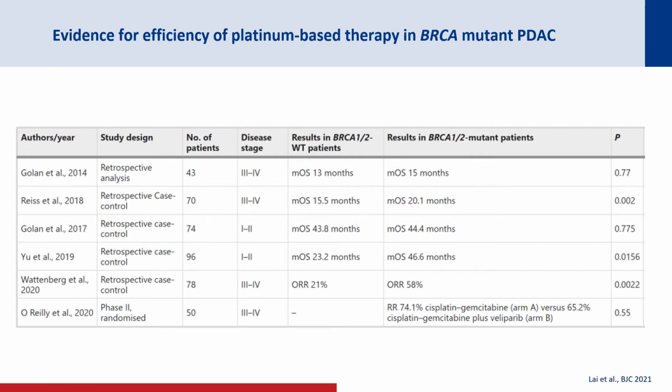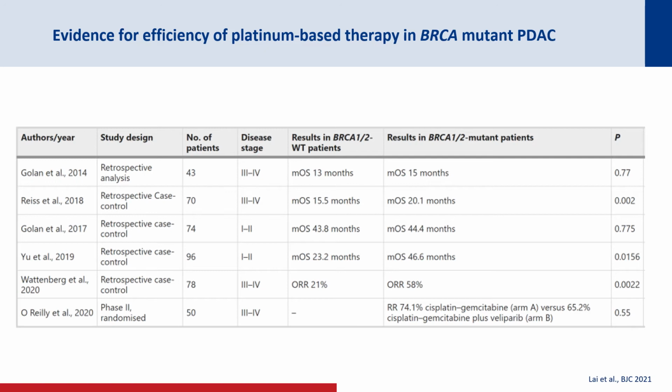While these results are mostly promising, the retrospective nature has, of course, limitations, and the platinum-based therapy used in the studies includes a variety of regimens such as gemcitabine plus cisplatin, gemcitabine plus oxaliplatin, FOLFOX or FOLFIRINOX. To date, there have been very few randomized prospective studies.